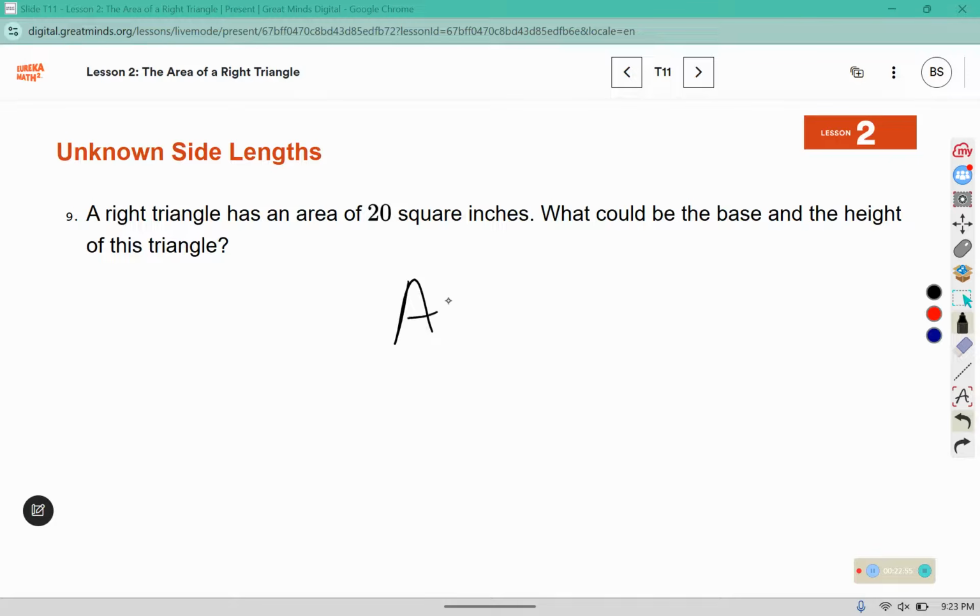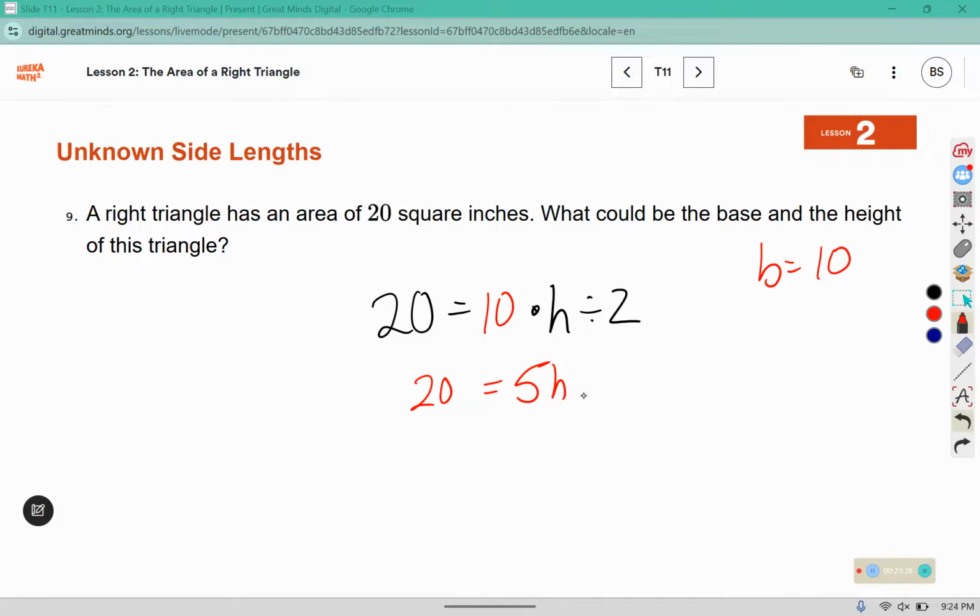A triangle has an area of 20 square inches. What could be the base and the height of this triangle? Well, let's say I make the base 10. 10 divided by 2 is 5. So 5 times something has to equal 20. 5 times 4 is 20. So the base could be 10 and the height could be 4.